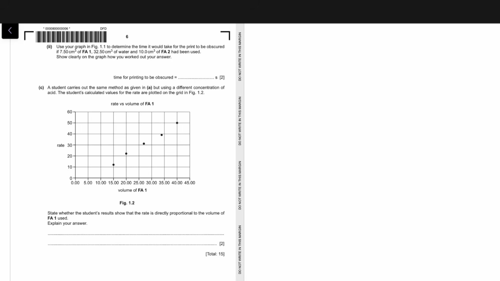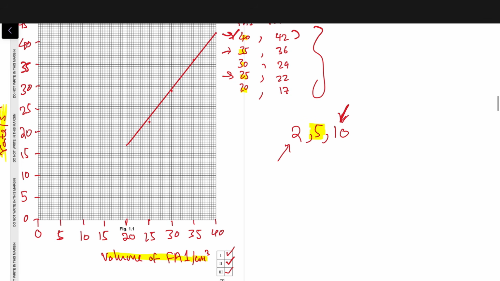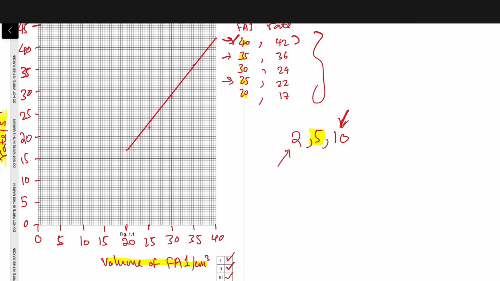It then asks us to use our graph to determine the time it would take for the print to be obscured if 7.5 centimeters cubed of FA1 are used, and 32.5 centimeters cubed of water, and 10 centimeters cubed of FA2. Show clearly on the graph how you've worked out your answer. So really all we care about is the volume of FA1, and we're going to work backwards. We're going to go to our 7.5 centimeters cubed volume, and then work our way backwards.